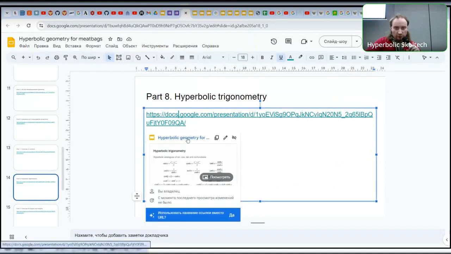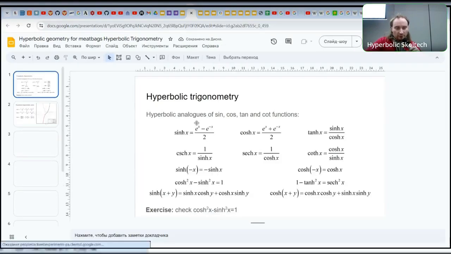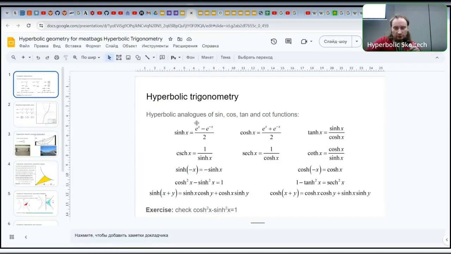So let's go to hyperbolic trigonometry. So those are some formulas. Let's define hyperbolic sine as the difference of the exponent of x and the exponent of minus x, divided by two. Hyperbolic cosine as half the sum of these two exponents. Hyperbolic tangent as the ratio of hyperbolic sine and hyperbolic cosine. So this is hyperbolic cosecant, hyperbolic secant, hyperbolic cotangent.